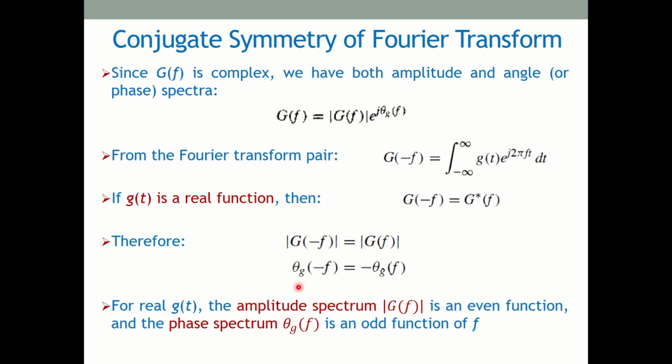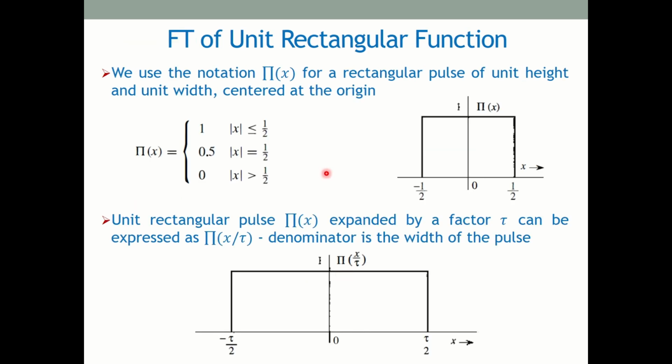The phase angles, however, follow the odd function symmetry. So if you replace f with minus f in theta, it becomes minus theta f, right? So for real g(t), the amplitude spectrum G(f) is an even function, as we can see from this expression. The phase spectrum is an odd function, as we can see from this expression.